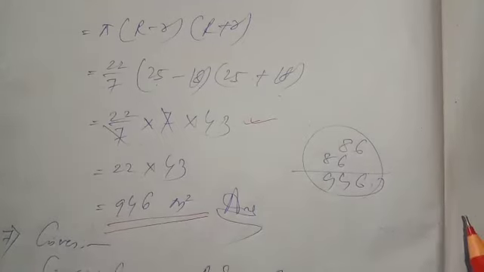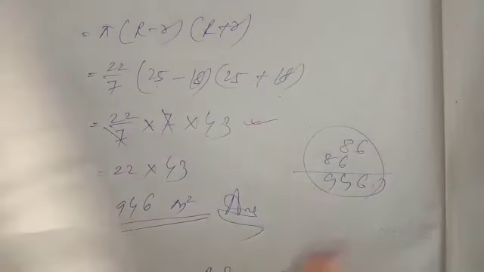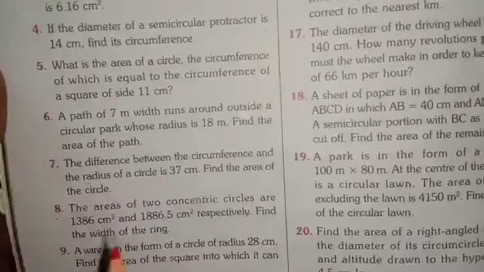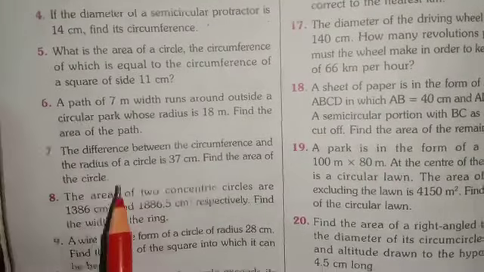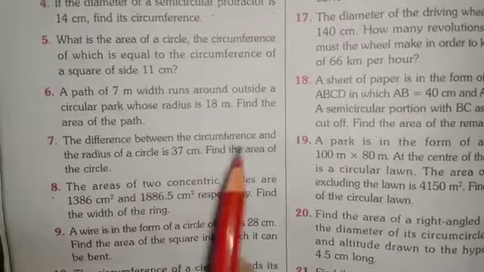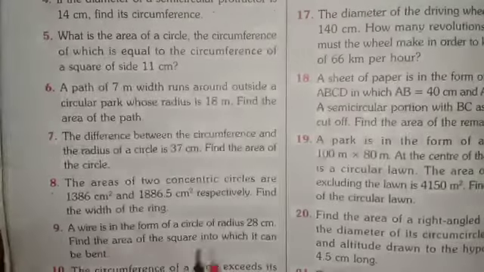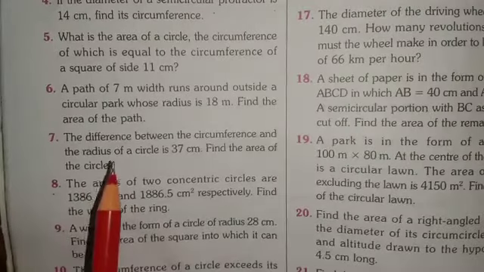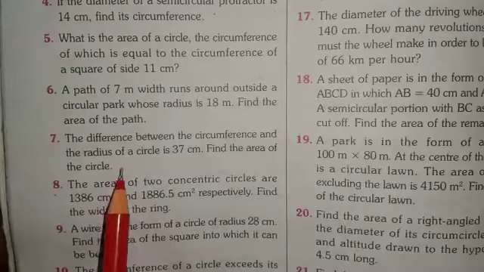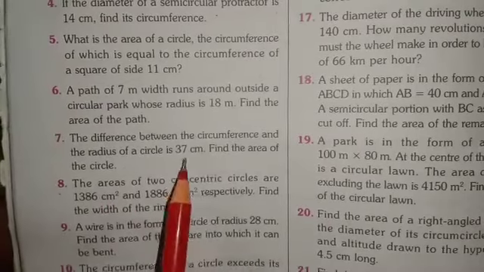Question number 7. It is given that the difference between the circumference and the radius, circumference minus radius of a circle, is 37. Find the area of the circle, that is pi r square. You have to find that out.